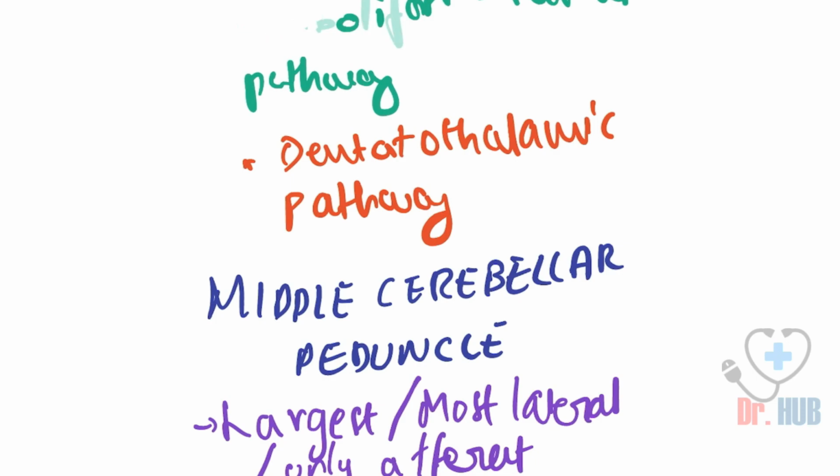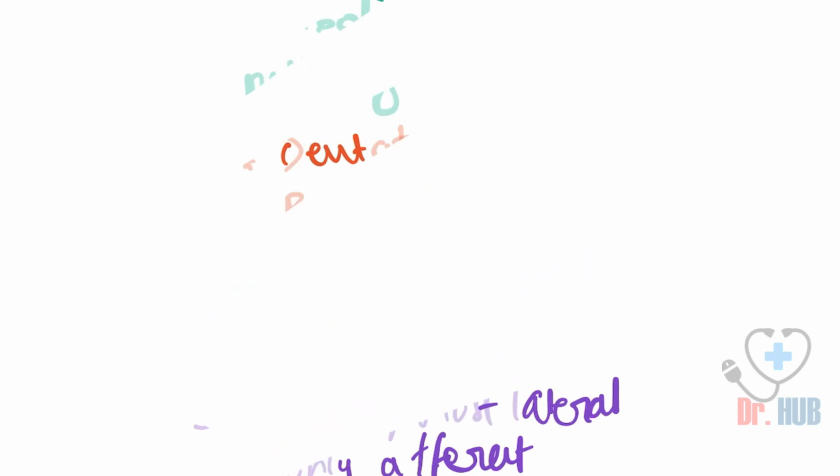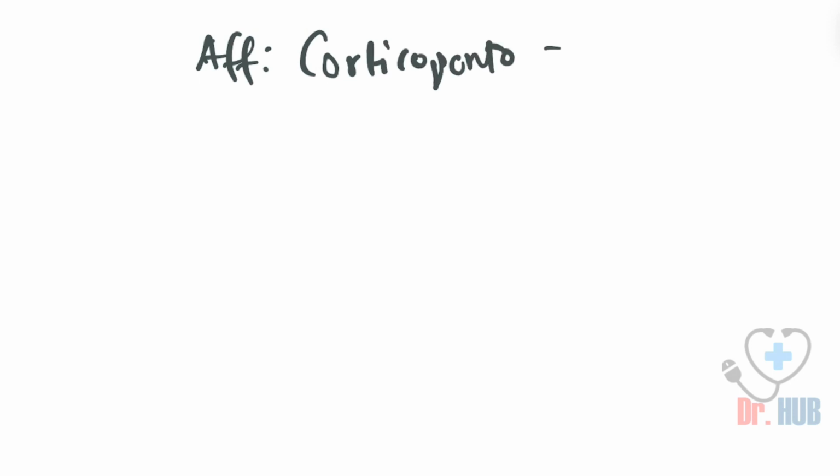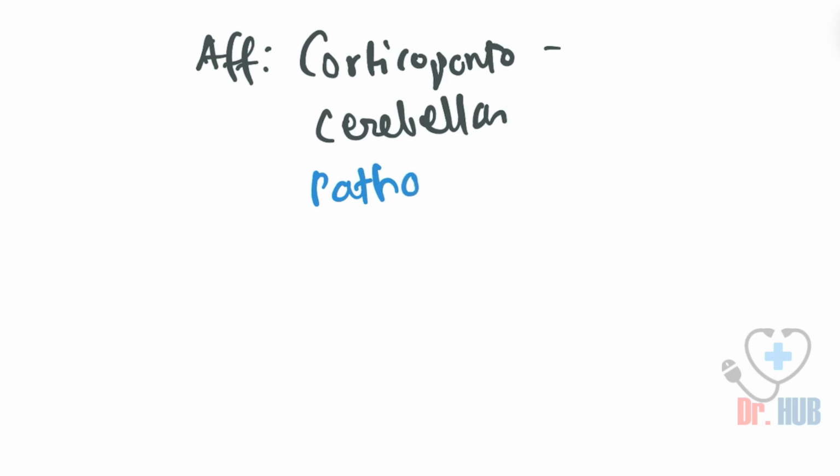So what are the afferent fibers? In the case of the middle cerebellar peduncle, the afferent fiber is the cortico-ponto-cerebellar pathway.